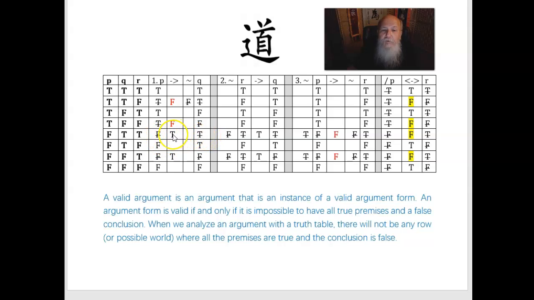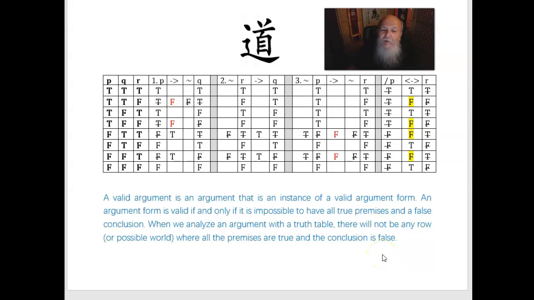But here, false then true is true, so I got to keep going. All right, but true then false is false, so I can stop. I can't have all true premises and a false conclusion. One more try. False then false is true. Got to keep going. True then false is false. I can stop.